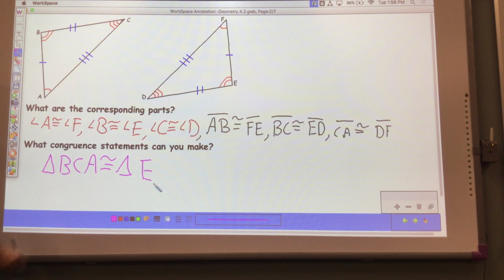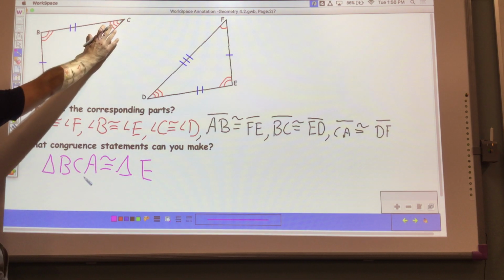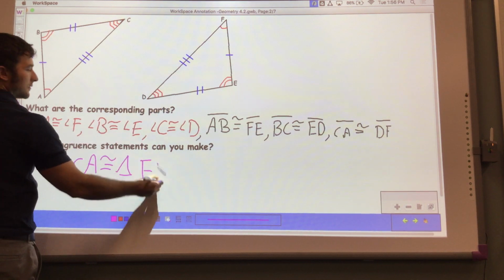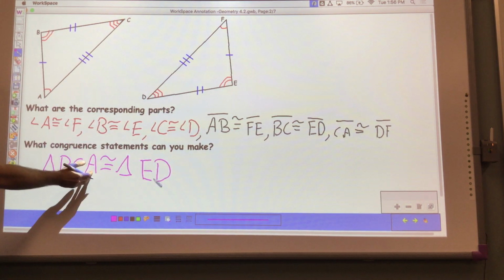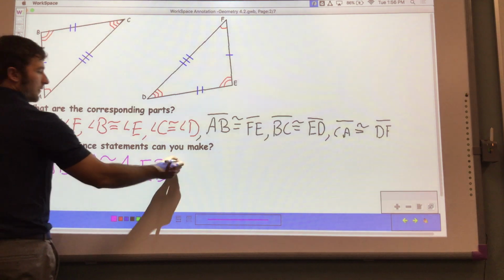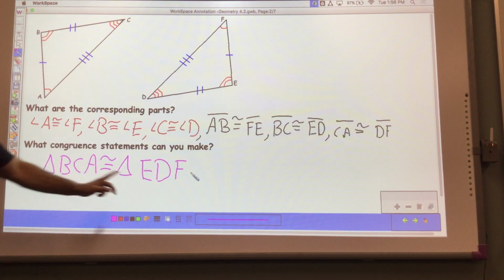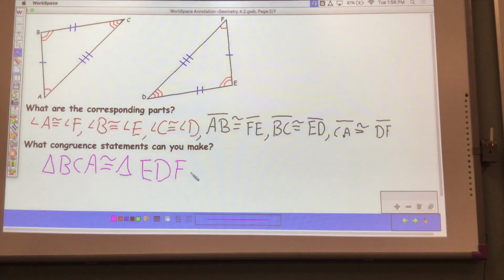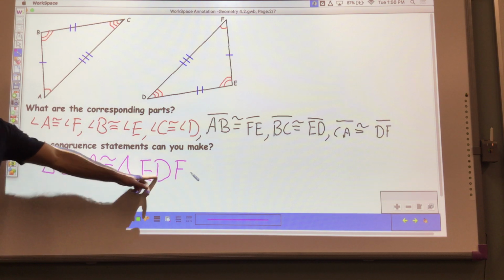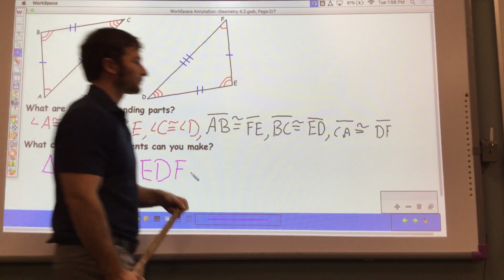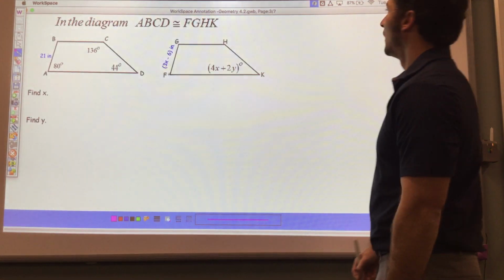Which one corresponds with C? So that's going to be D. And then which one corresponds with A? That is F. And again, there's another way you could do it. You could say ABC is congruent to FED. That would work as well. Just make sure that your letters are matching the corresponding angles or segments.